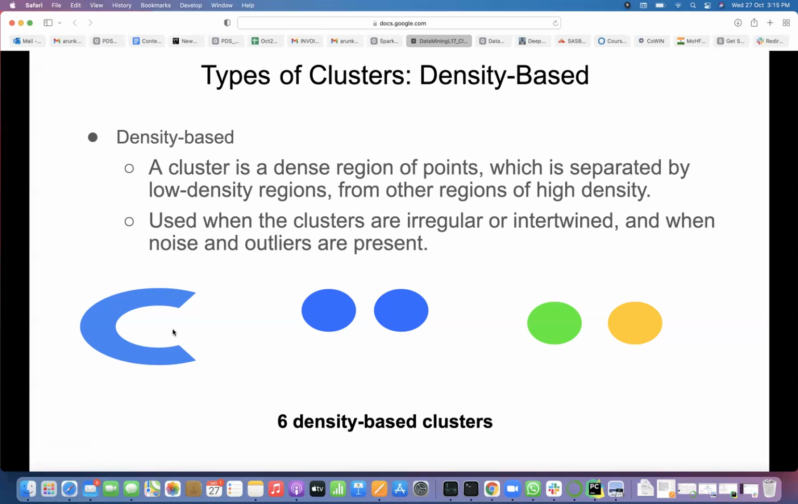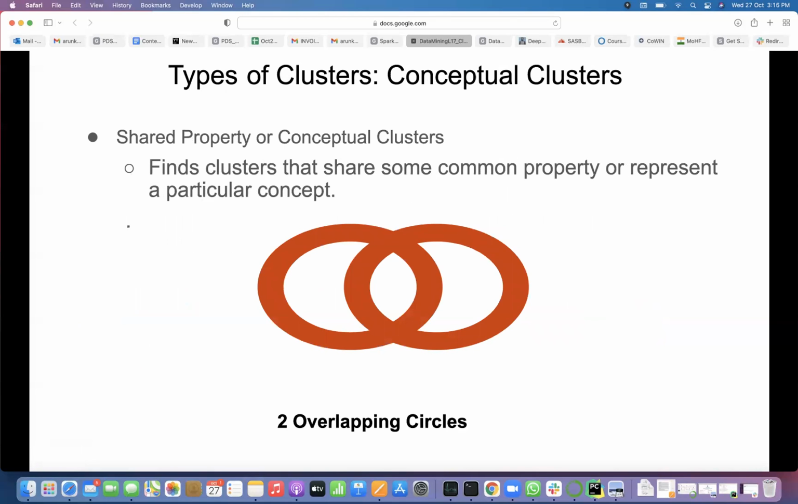Suddenly you see that there are very few points between them, then you will ignore them as noise or outliers. Shared property or conceptual clusters finds clusters that share some common property or represent a particular concept.